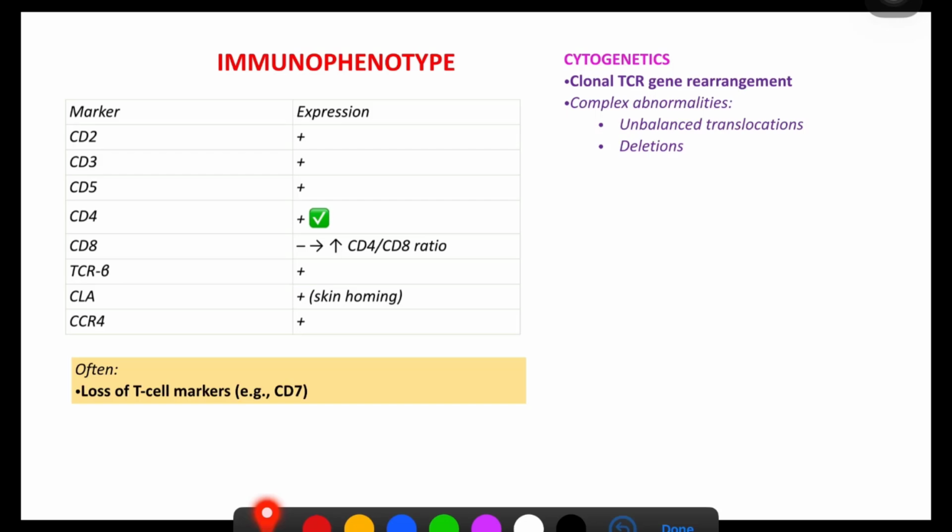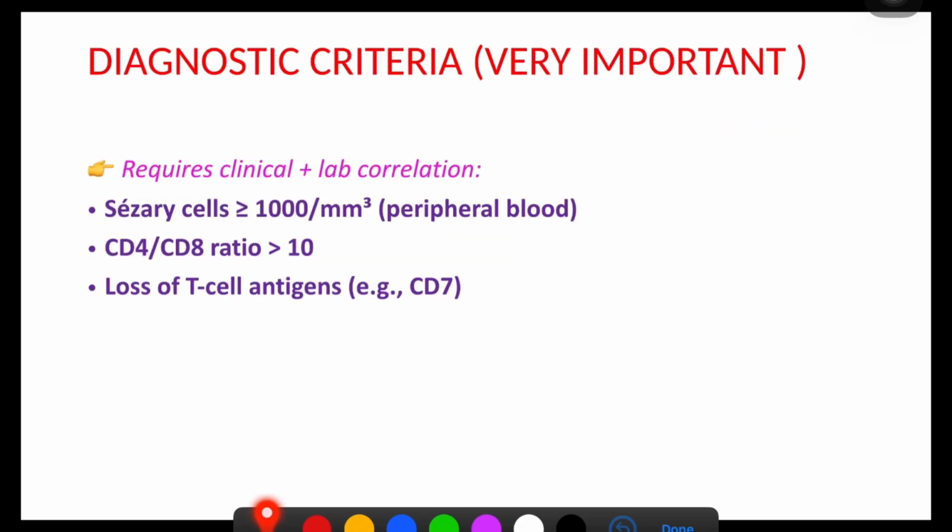Immunophenotypically, CD2, 3, 5, 4 positive, but the CD4:CD8 ratio is increased because CD8 is negative, and loss of T cell markers like CD7 is sometimes present. Genetically, there is clonal TCR gene rearrangement, and there are complex abnormalities in the form of unbalanced translocation and deletion. So diagnostic criteria A requires clinical as well as lab correlation.